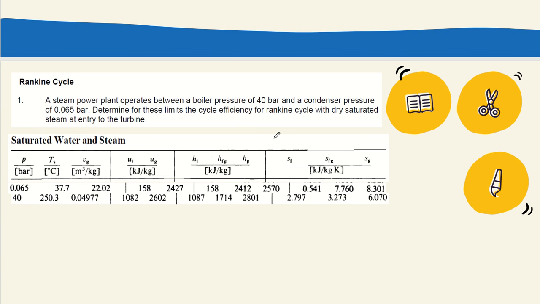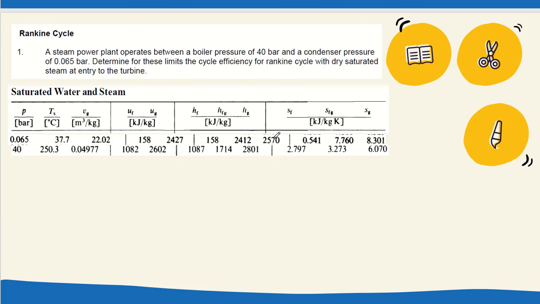Okay, next is the Rankine cycle. How to solve the problem for the Rankine cycle. So the question is like this: a steam power plant operates between a boiler and a condenser. The question will give two pressures, the higher one and the lower one. Same as the Carnot cycle, first we need to draw the diagram.